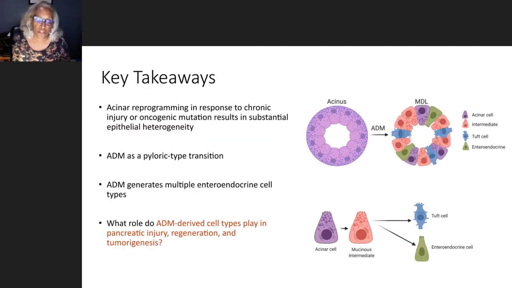The key conclusions of their study are that the acinar reprogramming in response to chronic injury or oncogenic mutation results in substantial epithelial heterogeneity. That acinar ductal metaplasia is like the type of metaplasia observed in the stomach, also known as pyloric type of transition. ADM, or acinoductal metaplasia, generates multiple enteroendocrine cell types. What role the ADM-derived cell types play in pancreatic injury, regeneration, and tumorigenesis is going to be the focus of future studies. Thank you.